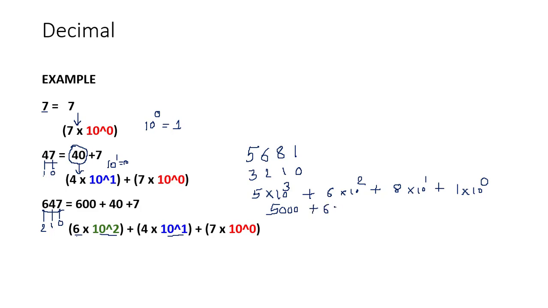Plus 600 plus 80 plus 1, and that turns out to be 5681. So any number can be expanded like this. This is a very important thing that you should understand, right?